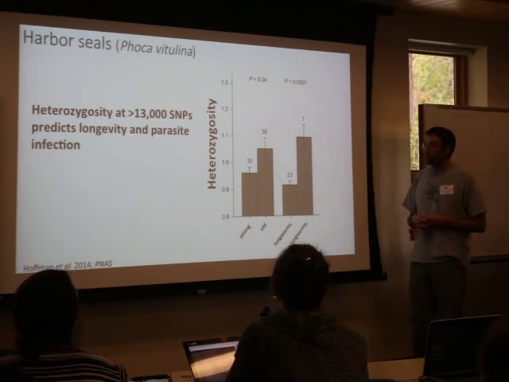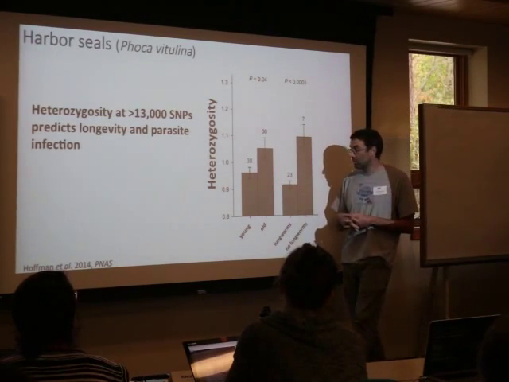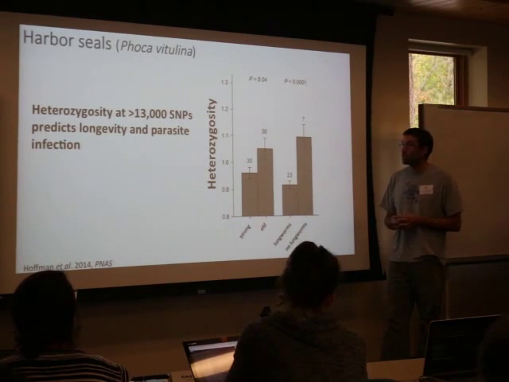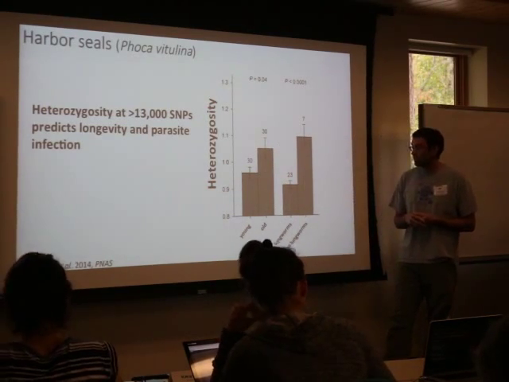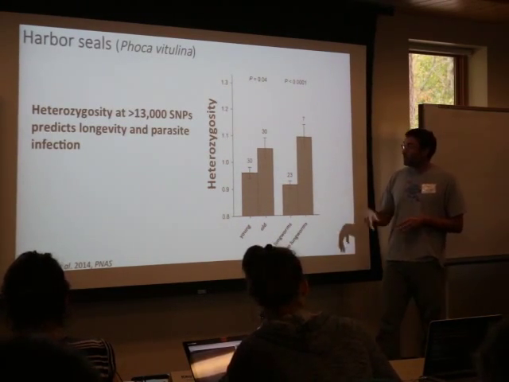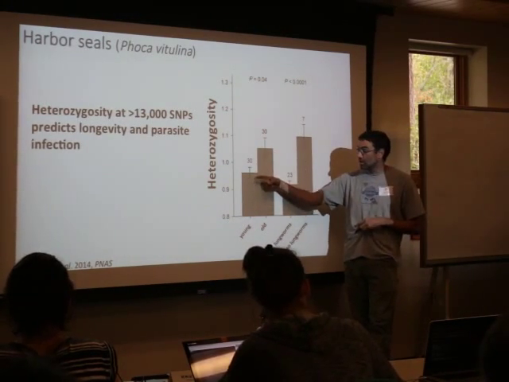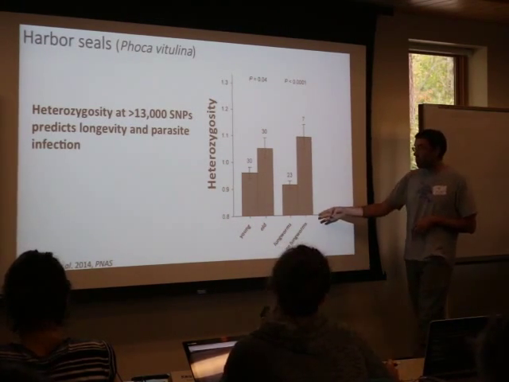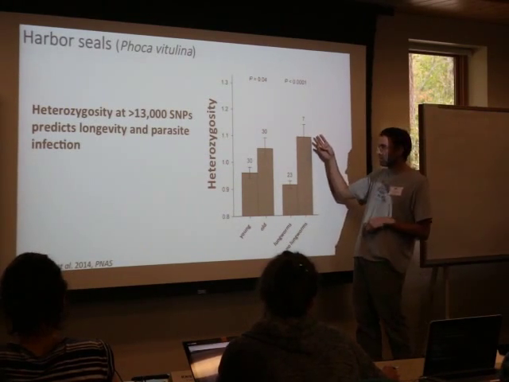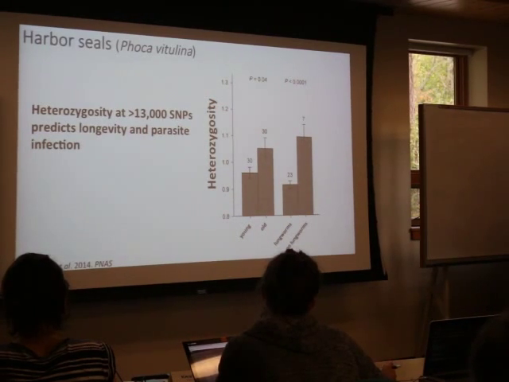This was from Joe Hoffman's group, studying harbor seals, where they found that both longevity and resistance to lungworms were associated with genome-wide heterozygosity measured with a relatively large panel of more than 13,000 SNPs. Individuals who were sampled when they were old, or lived until they were old, tended to have higher heterozygosity than individuals who died young. And individuals who were not infected with lungworms tended to have higher heterozygosity than individuals who were infected, suggesting there's an effect of inbreeding on both of these variables.